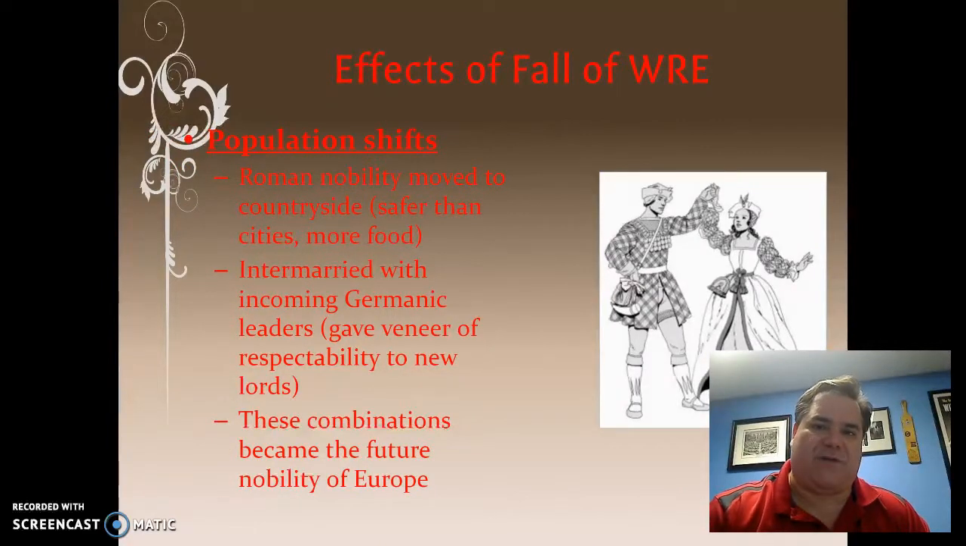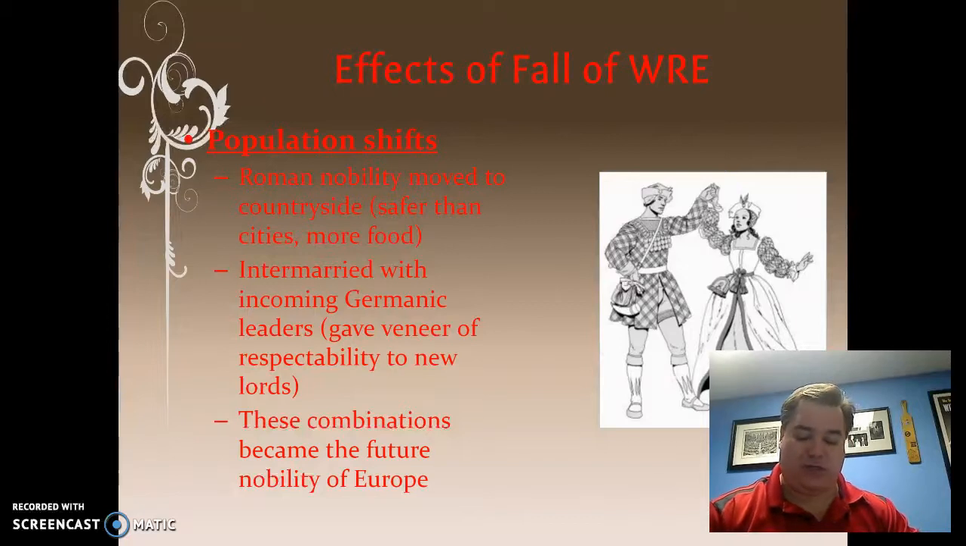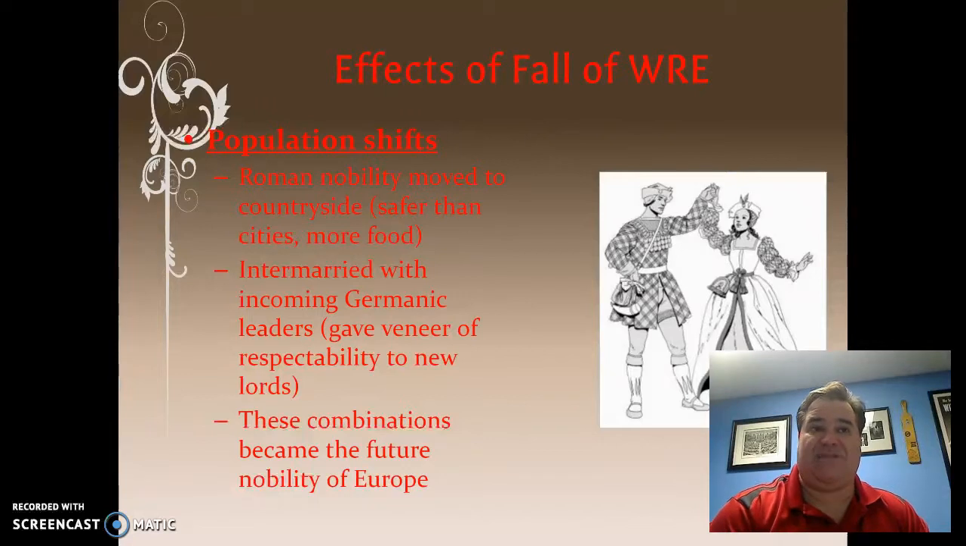Another effect of the fall of the Western Roman Empire is a population shift. In the short run, in the local arena, the patrician families, the Roman nobility, if you will, move to the countryside. Why? Because it's a lot safer than the cities, and there's more food in the countryside. The patrician families were often quite wealthy. They'd have places in the cities, places in the countryside.